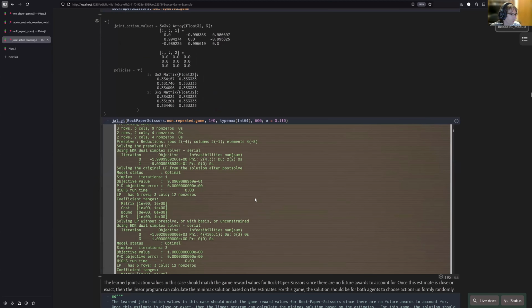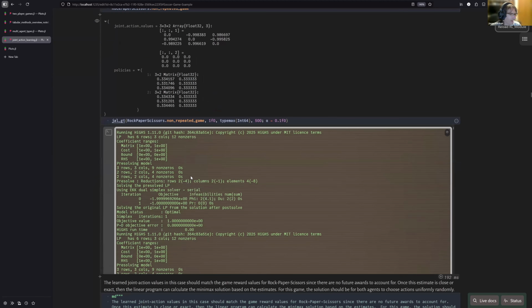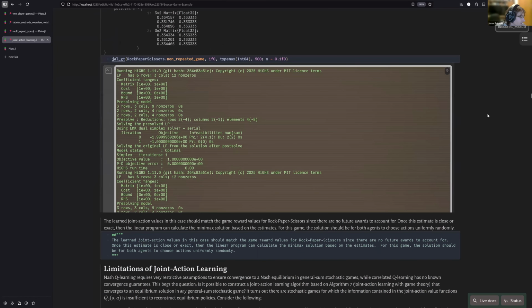All right, this is just showing the package I'm using for linear programming to solve an arbitrary matrix game, a minimax game in this case.